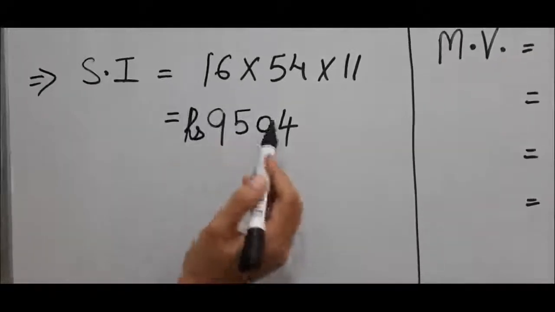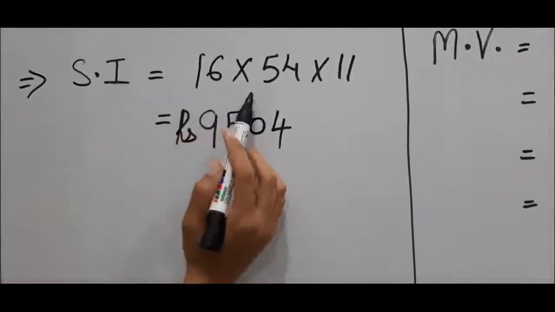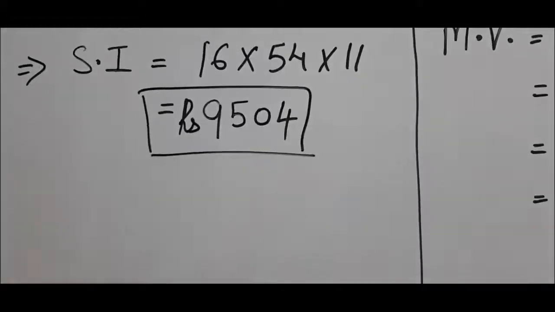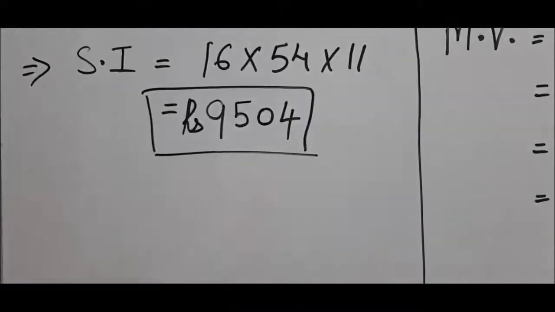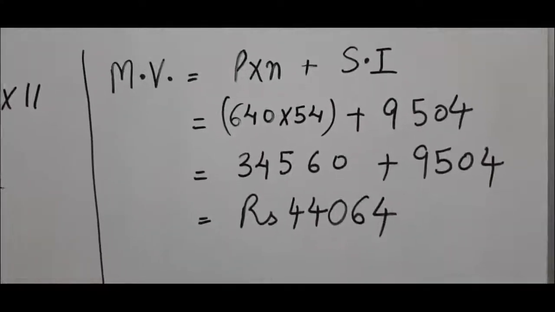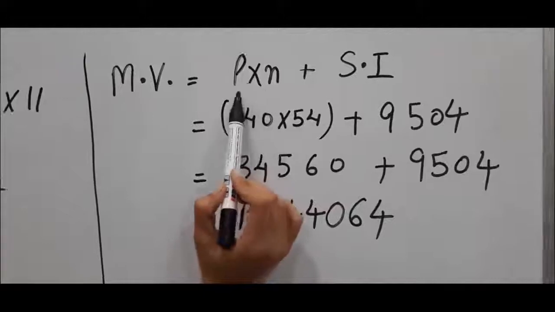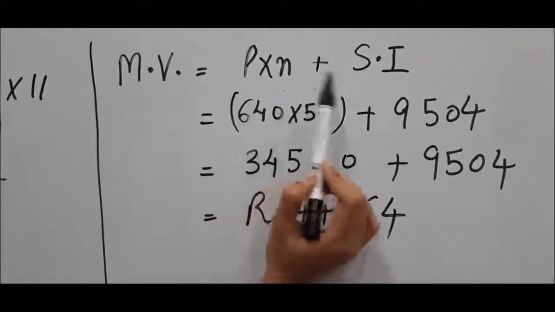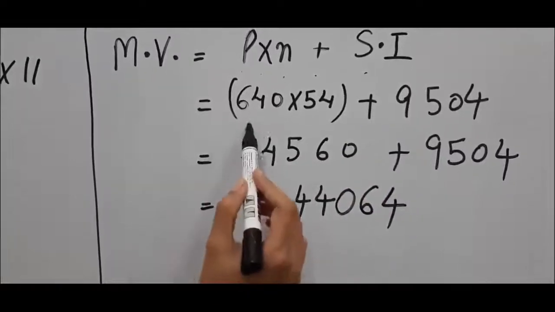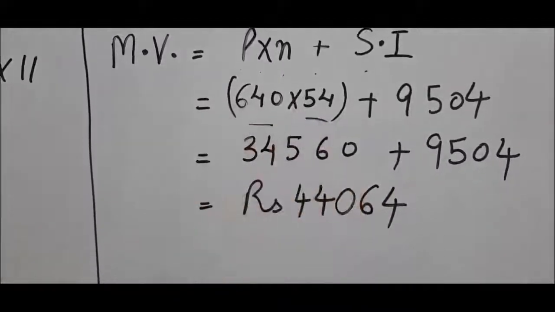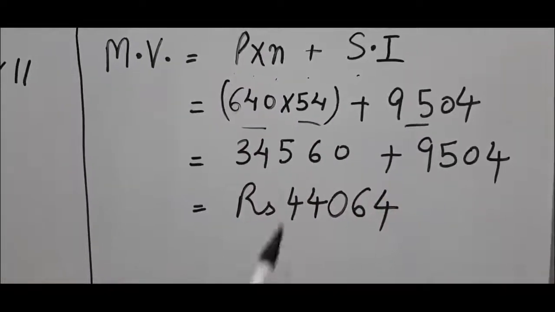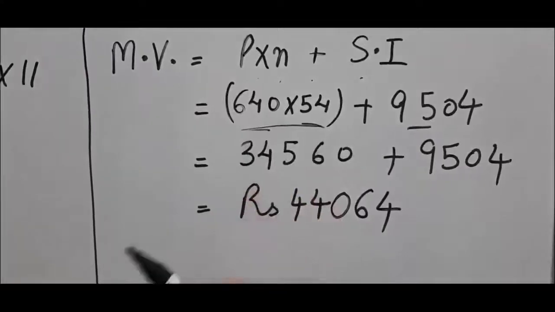So after multiplying 16 into 54 into 11, I got the value of simple interest as 9,504. Now we have to find the value of maturity. As we all know, the formula of maturity is P into N plus our simple interest. So the given value of P is 640, N is 54, and the simple interest which we have calculated just now. We will do the multiplication of 640 into 54.